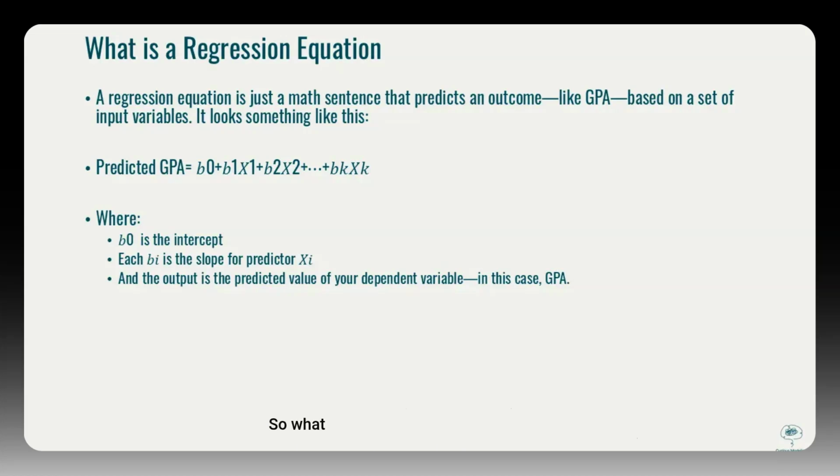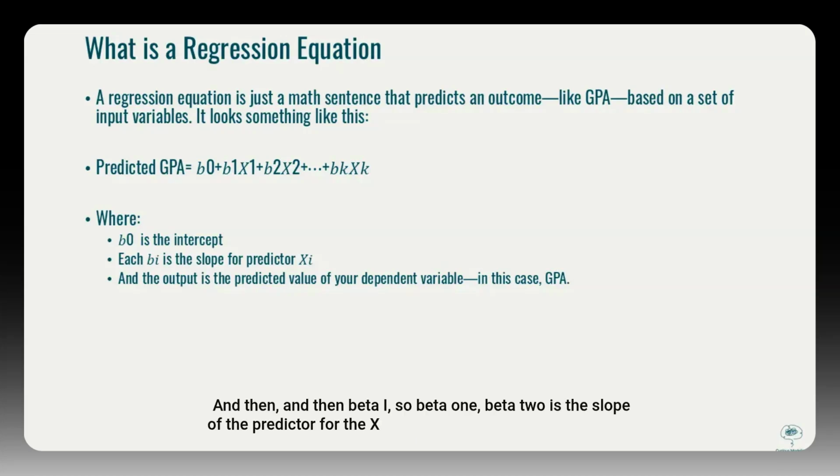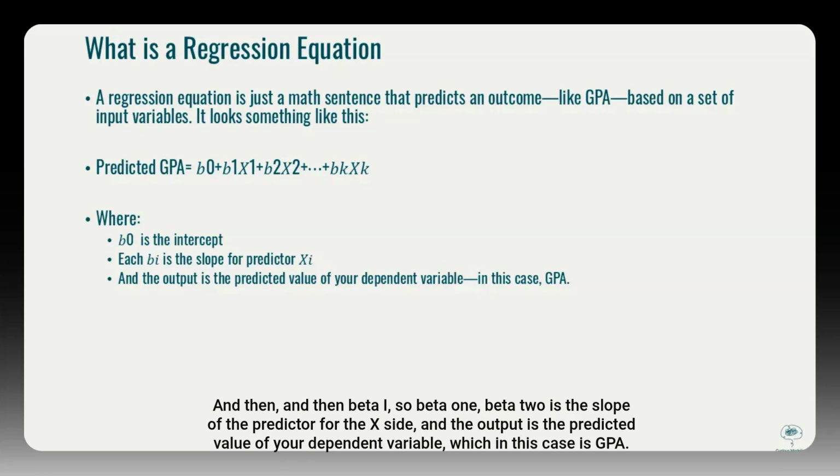which in this case we're going to use 14. So beta naught is the actual intercept. So that is the constant that you're going to get in the regression equation. And then beta i, so beta 1, beta 2, is the slope of the predictor for the xi. And the output is the predicted value of your dependent variable, which in this case is GPA.